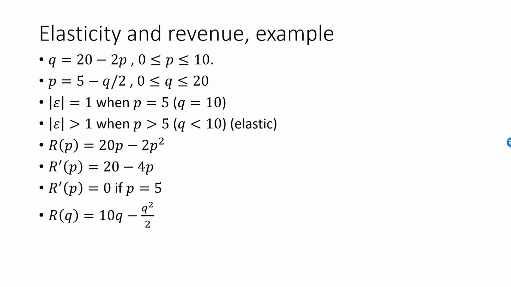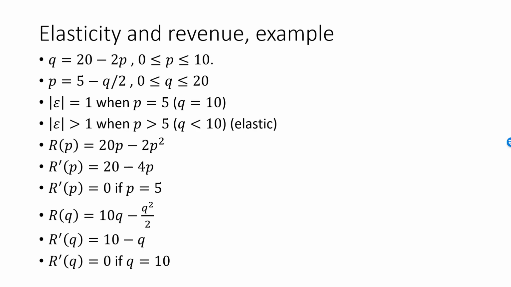Revenue as a function of q is 10q minus q squared over 2 with the derivative given by 10 minus q. Again, the derivative is 0 at q equal to 10 when demand is unit elastic. Demand is elastic when q is less than 10, and it's clear that R'(q) is positive when demand is elastic. We can also see exactly why revenue is maximized on the middle of a linear demand curve.